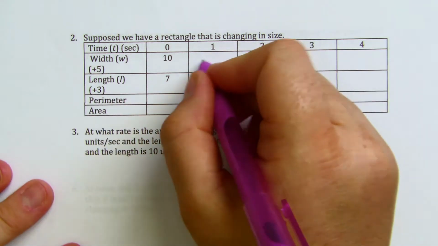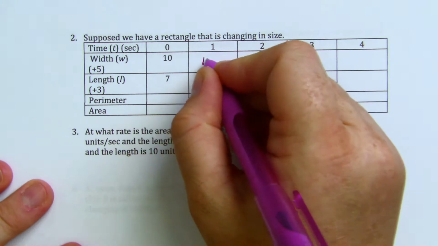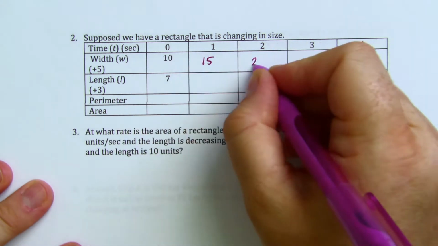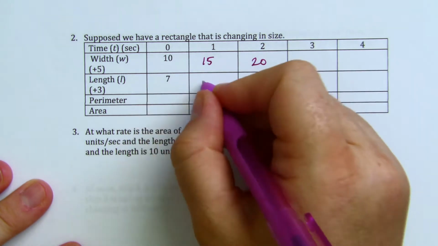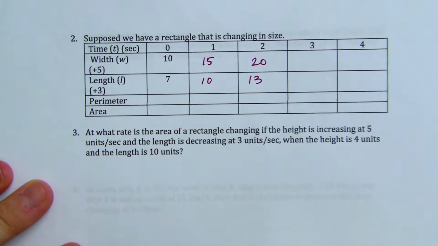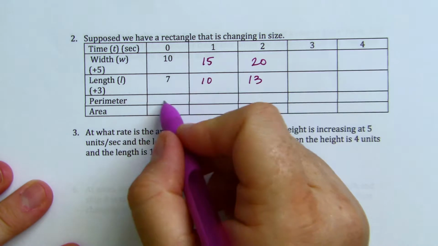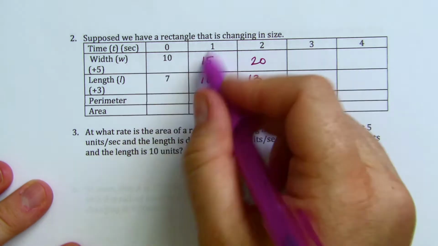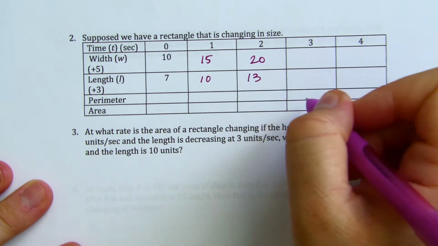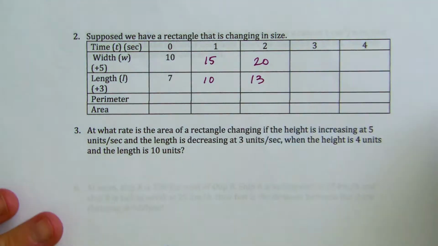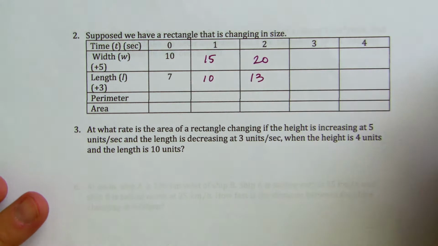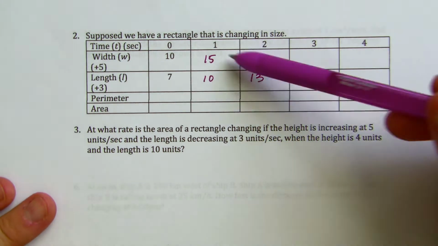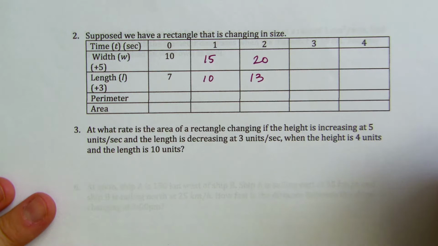So my width is going to go from being 10 to being 15, and then 20, and so on. And the length is going to go from being 7 to 10 to 13, and so on. Well, we can find the perimeter and the area for each of these respective rectangles. So go ahead and pause the video here and fill out the rest of this table. And then I'll resume in just a moment filling in the table.